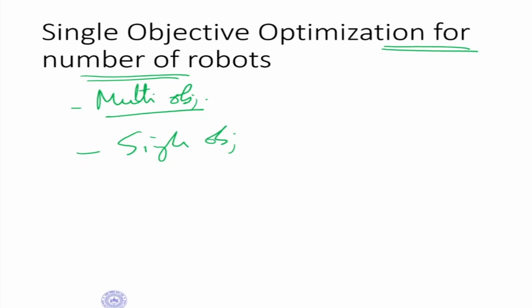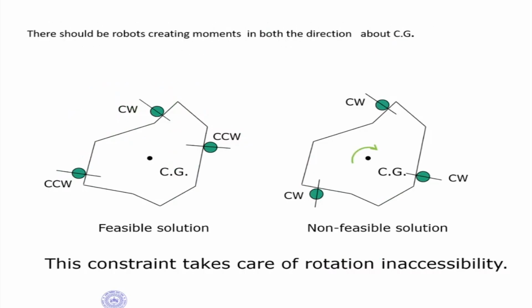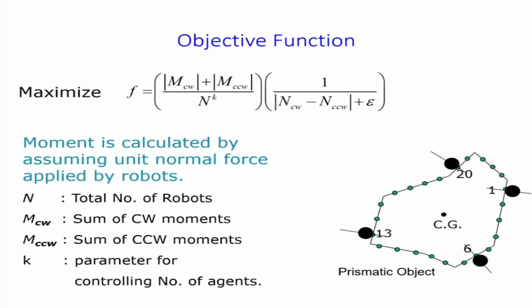Now suppose I want to minimize the number of robots also, then I can put that in the objective function itself. If you do single objective optimization, it will be something like this. Again, the same constraint: the robots, when capturing an object, should have clockwise movement and anti-clockwise movement. So this constraint takes care of rotational inaccessibility. That means it should have both clockwise and anti-clockwise moments. Now the objective function can be something like this.